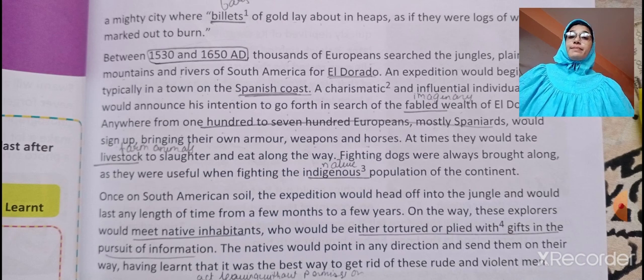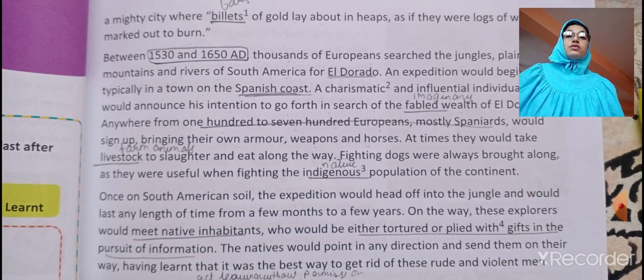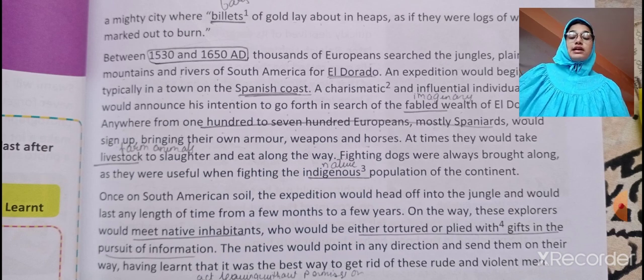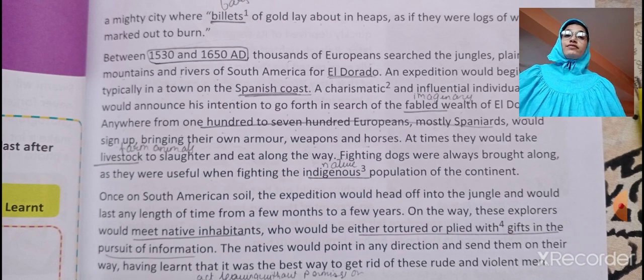So these were their preparations for going to El Dorado. Once on South American soil, the expedition would head off into the jungle and would last any length of time, from a few months to a few years.